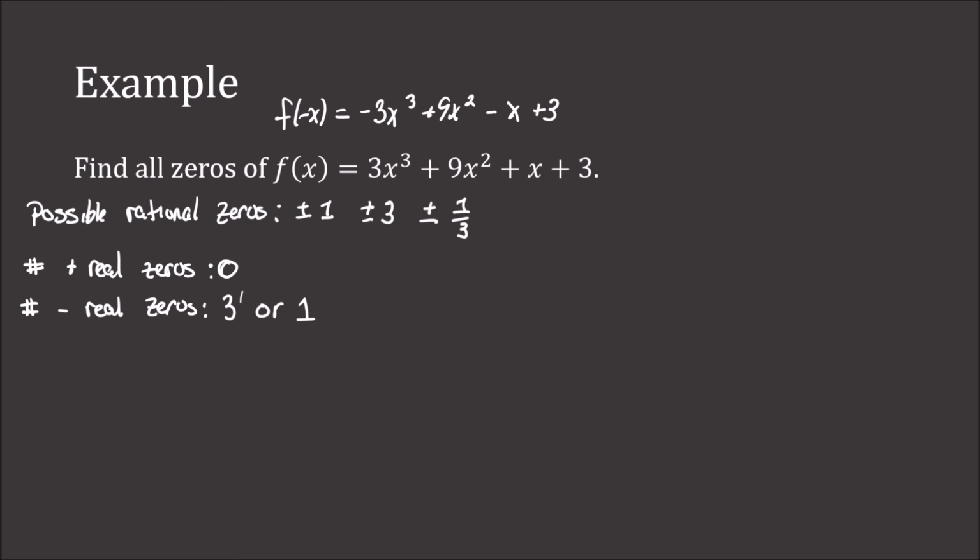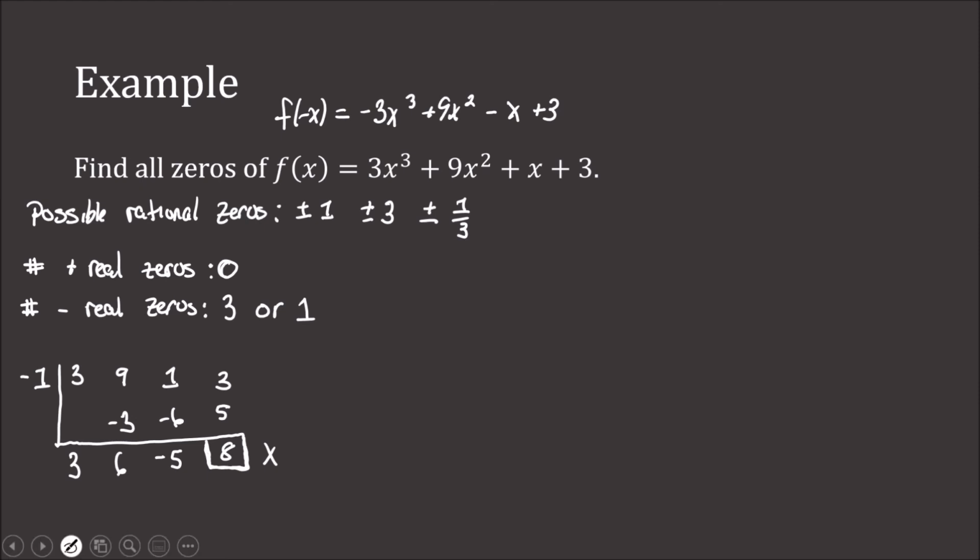So since we have no positives, the first one I'm going to check is negative 1. Again, no positive means ignore all these positives up here. So it'll be 3, 9, 1, 3. And this is the term we're interested in. That better be 0. Carry down the 3, times negative 1 is negative 3, plus 9 is 6, times negative 1 is negative 6, plus 1 is negative 5, times negative 1 is 5, plus 3 is 8. Oh dear, that is not a 0. So negative 1 is not a 0. So that essentially means what I can do up here now is completely cross out plus or minus 1.